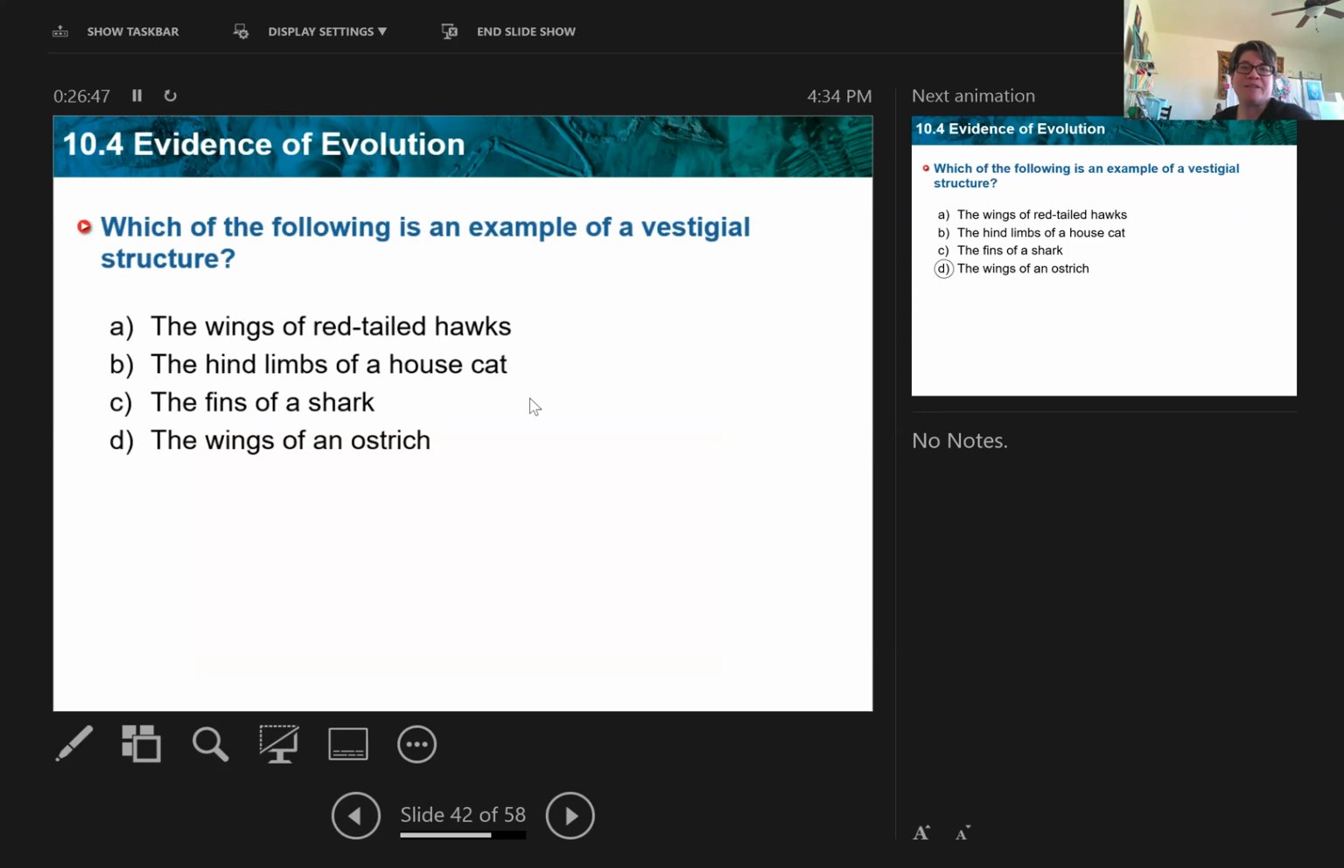Which of the following is an example of a vestigial structure? So these are structures that are not used anymore, and they're evidence of a common ancestor that were passed down but not used. So wings of red-tailed hawks. Well, I know that hawks use their wings to fly, so that wouldn't make sense. Hind limbs of a house cat. They use their hind limbs to run and jump. Fins of a shark. They also use their fins to swim and as a warning. And then wings of an ostrich. Well, they don't use their wings. They can't fly. They're too large. So that would be vestigial. So would our appendix and snake hips.